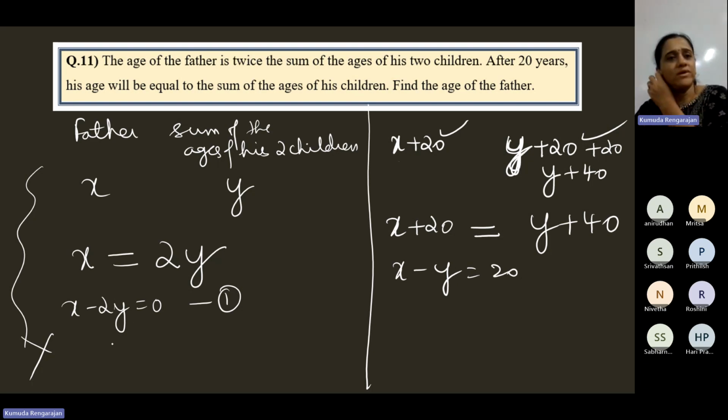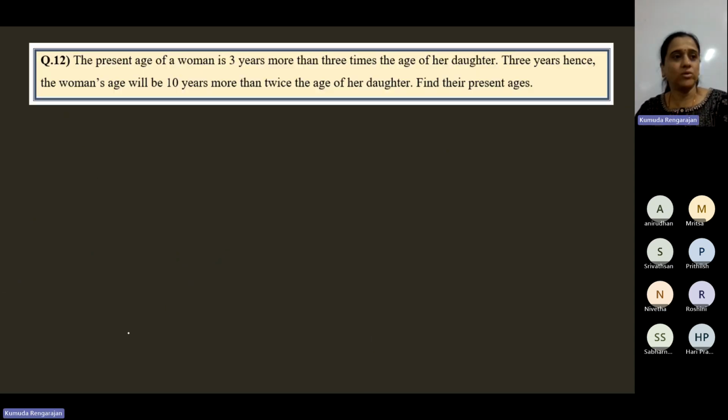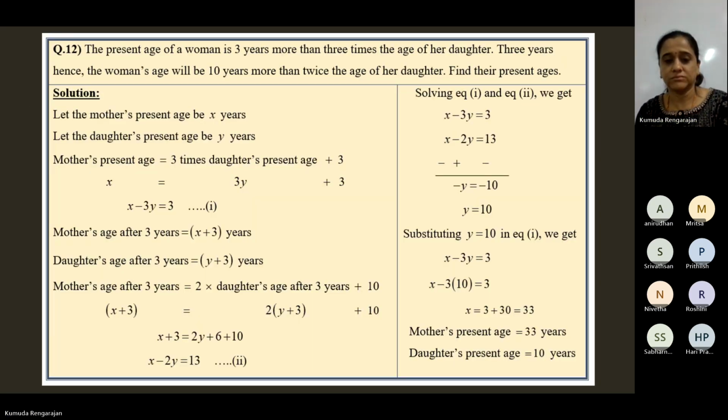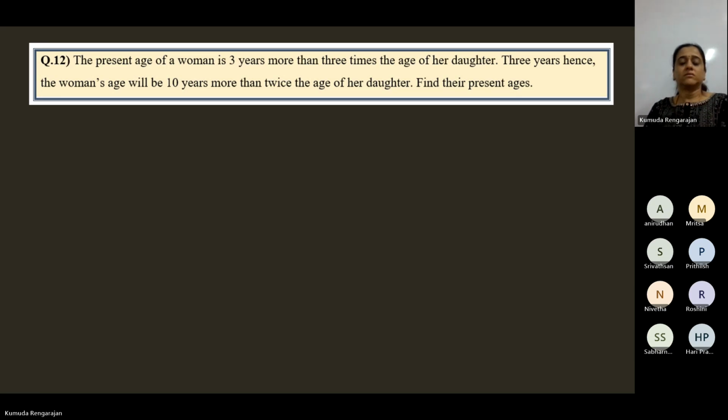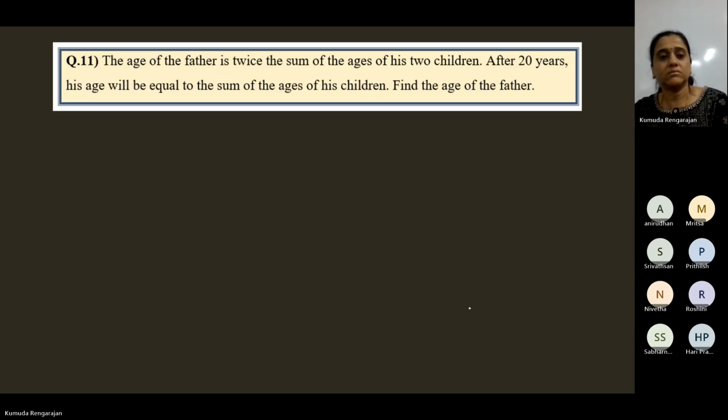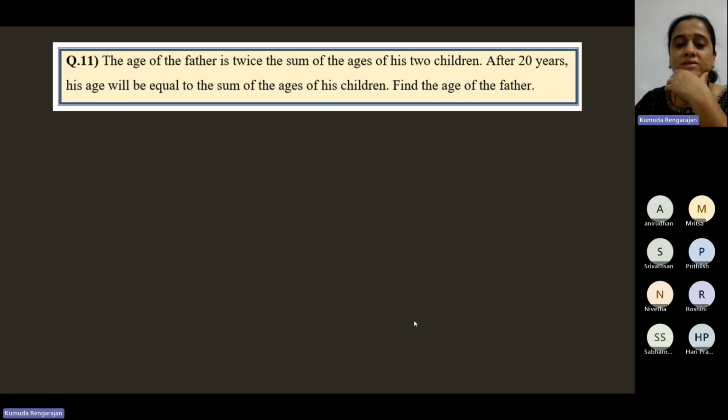Solve to find the values of x and y. Only x you have to find, the age of the father. So eliminate y and find x. I've not worked it out, but you understand, right? Is this understood? The answer to this question?